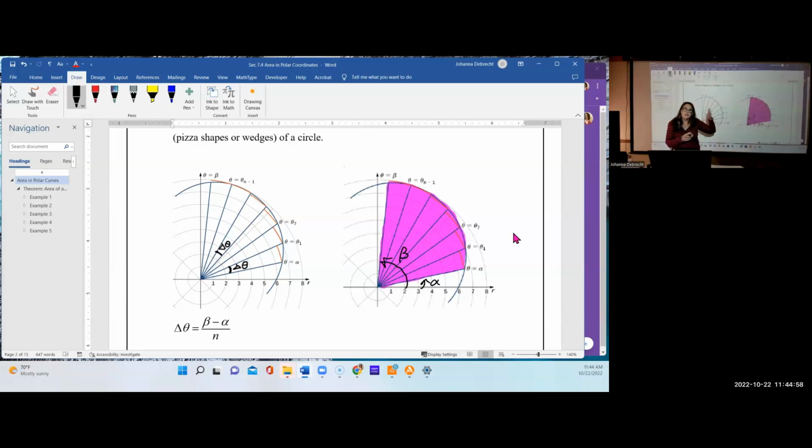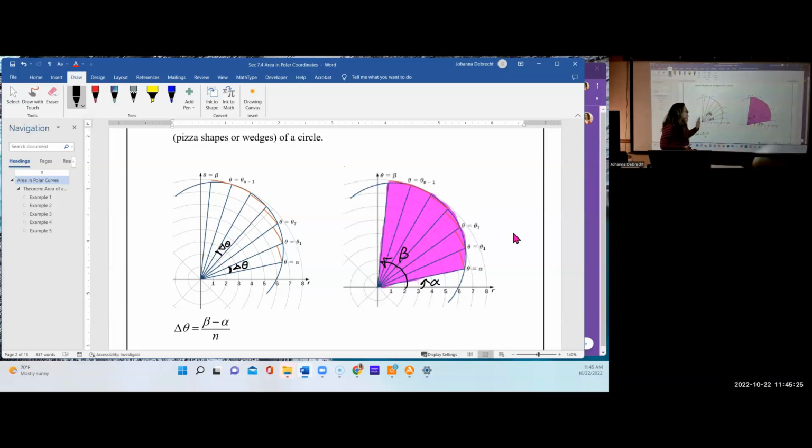So we're going to allow n to go to infinity, which basically means our delta theta is going to go to 0, and those mean the same thing. So n going to infinity, more and more sectors, means the width of each sector is getting smaller and smaller. So we're going to take the area of each sector and add them together, and that's going to be our approximation for the area that you see here shaded in pink.